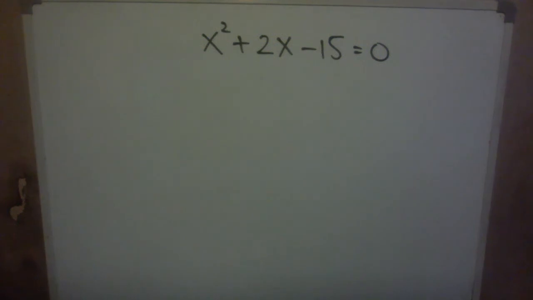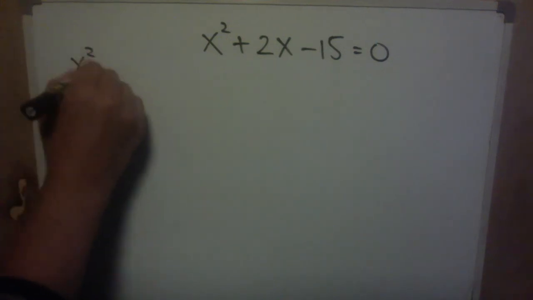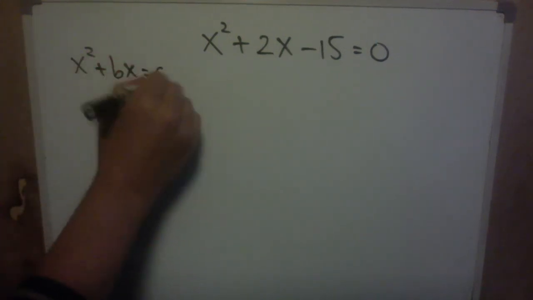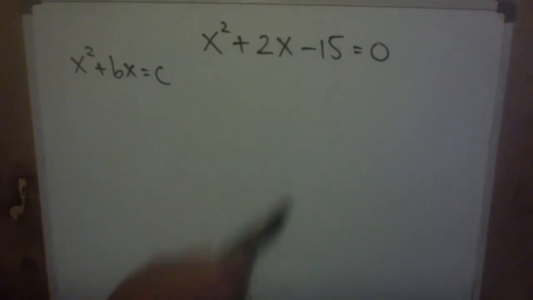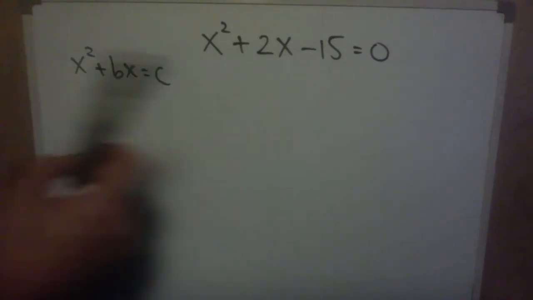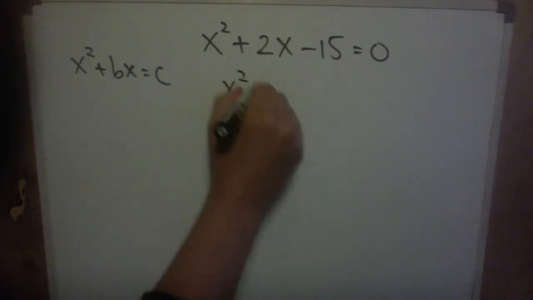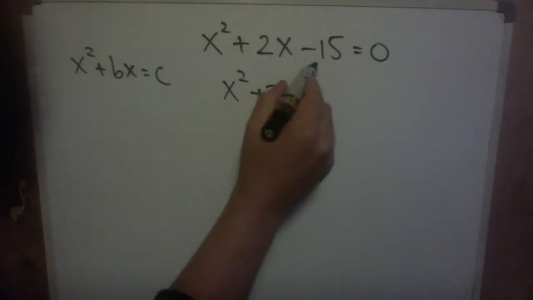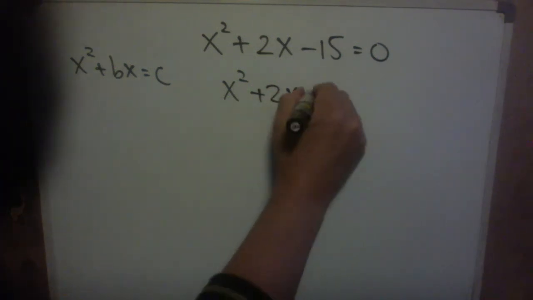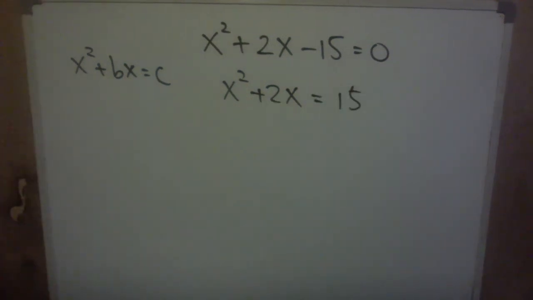So here's another problem. We have x squared plus 2x minus 15 equals 0. So let's solve this. First we have to get x squared plus bx equals c, right? The problem here is that we have negative 15 on the left-hand side of the equation, and we want to move it to the right-hand side. So we're going to have x squared plus 2x equals, negative 15 moves to the other side and becomes positive 15.